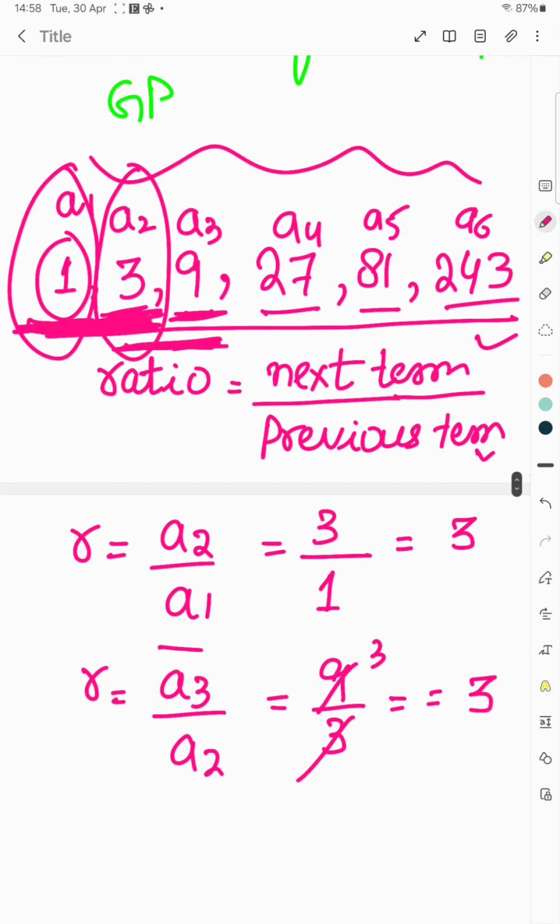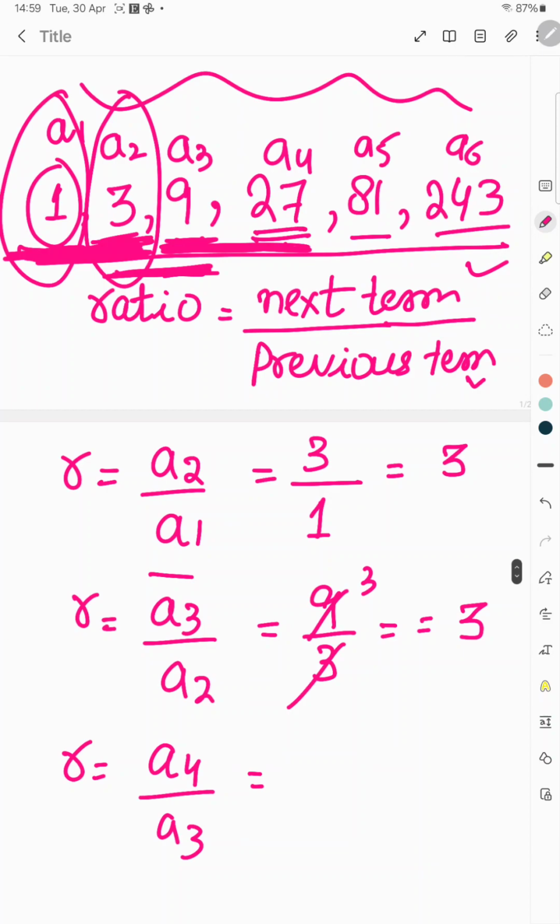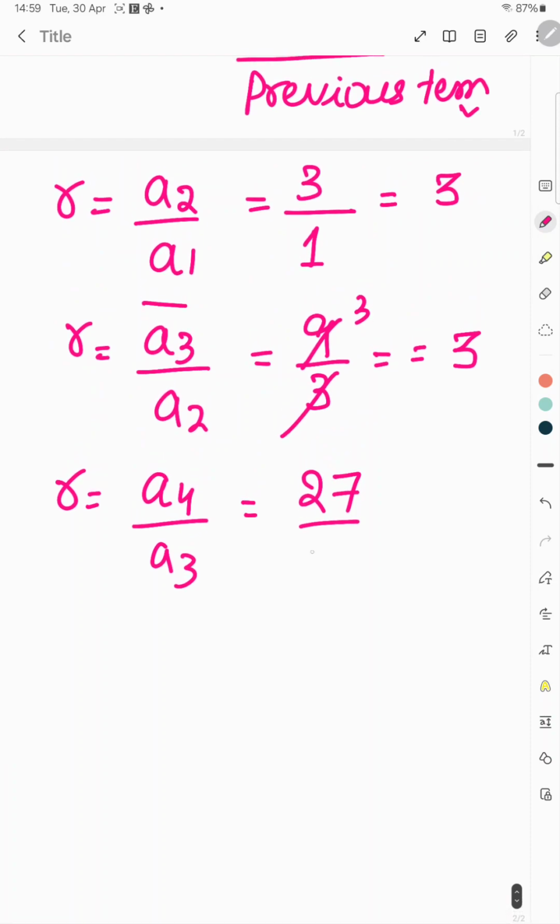Now you have to go further and check the next two terms. Here the next two terms will be 9 and 27. So 27 will be the next term and 9 will be the previous term. Again you will check the ratio with the formula a4 divided by a3. Here a4 is 27 and a3 is 9. So they will cancel out each other and I again get the answer 3.